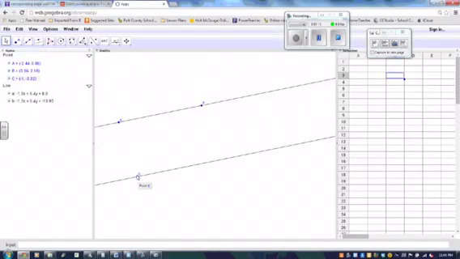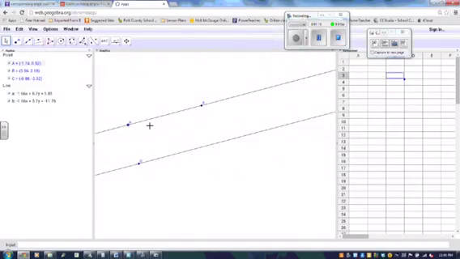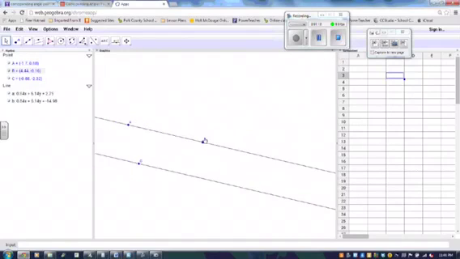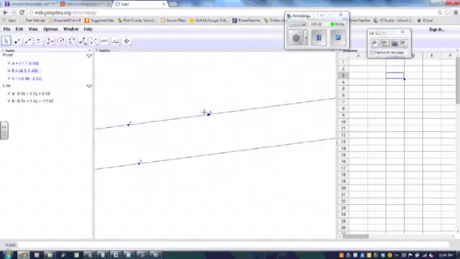Now, no matter where I go, these lines will always be parallel. Wherever I move them, I've made them so they have to be parallel. So these lines have to be parallel.